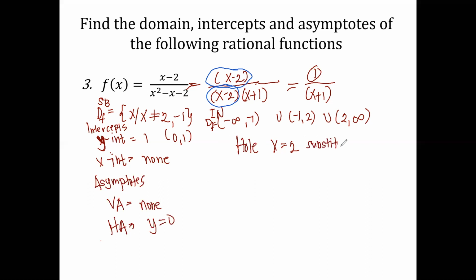So we substitute 2 into f of x equals 1 over x plus 1. Substituting, you have 1 over 2 plus 1, which is 1/3. So the hole is at (2, 1/3). If there's a hole, you have to indicate that particular hole in your solution. Meaning in the graph of this function, you have an open circle at the point (2, 1/3). Okay.